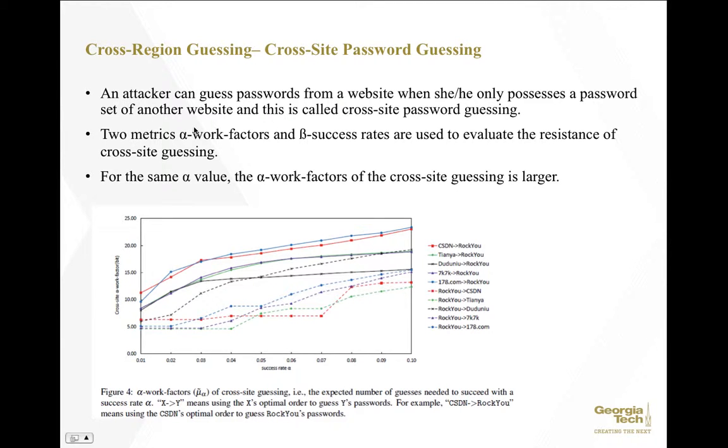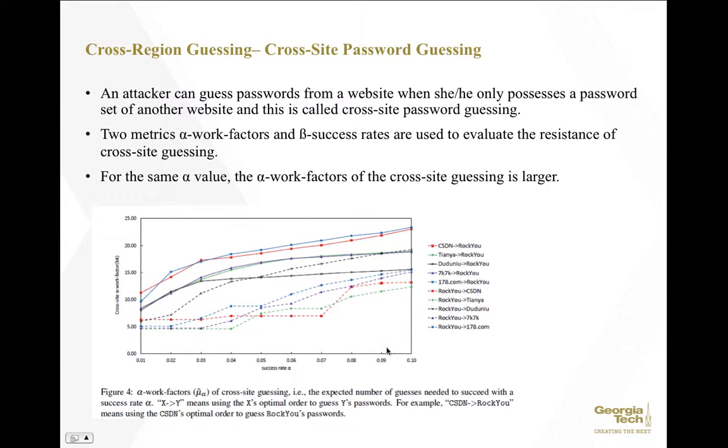The author did another experiment. An attacker can get passwords from a website when he only possesses a password set of another website, and this is called cross-set password guessing. Two metrics, alpha work factor and beta success rate, are used to evaluate the resistance of cross-set guessing. For the same alpha value, the alpha work factor of cross-set guessing is larger.